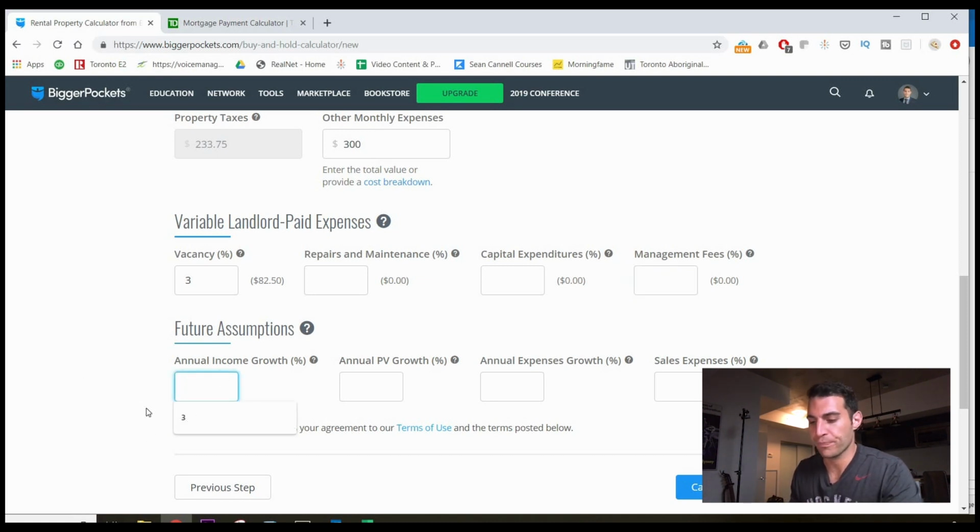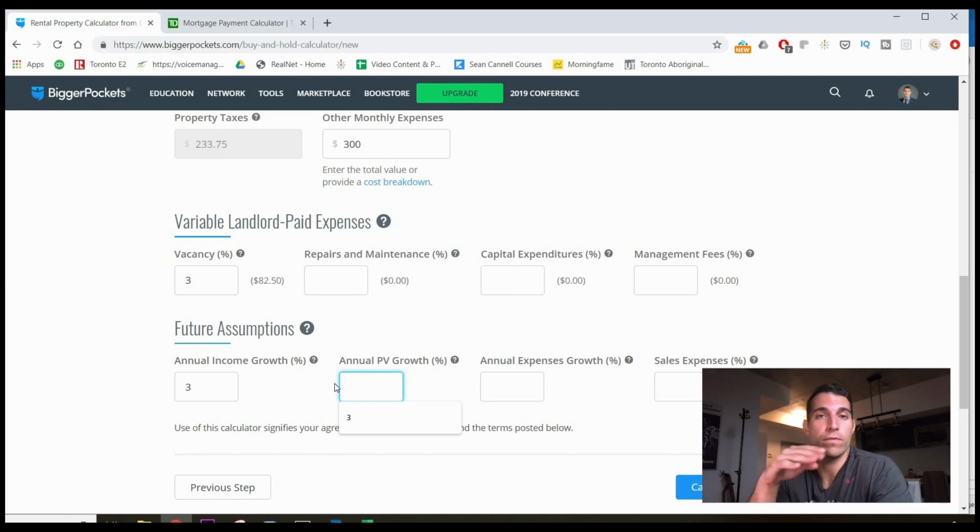Annual income growth. Let's go 3%. I'm using 3% just because every market's different. Some markets have rent control where they actually can't raise rent until people move out. Let's just use 3% for now. PV growth. This is the actual growth of the asset itself, so how much the property goes up a year. Don't use a number that you just had a really good number last year, like you're in California, San Francisco, and use 20% here. You want to use an average over a long period of time.